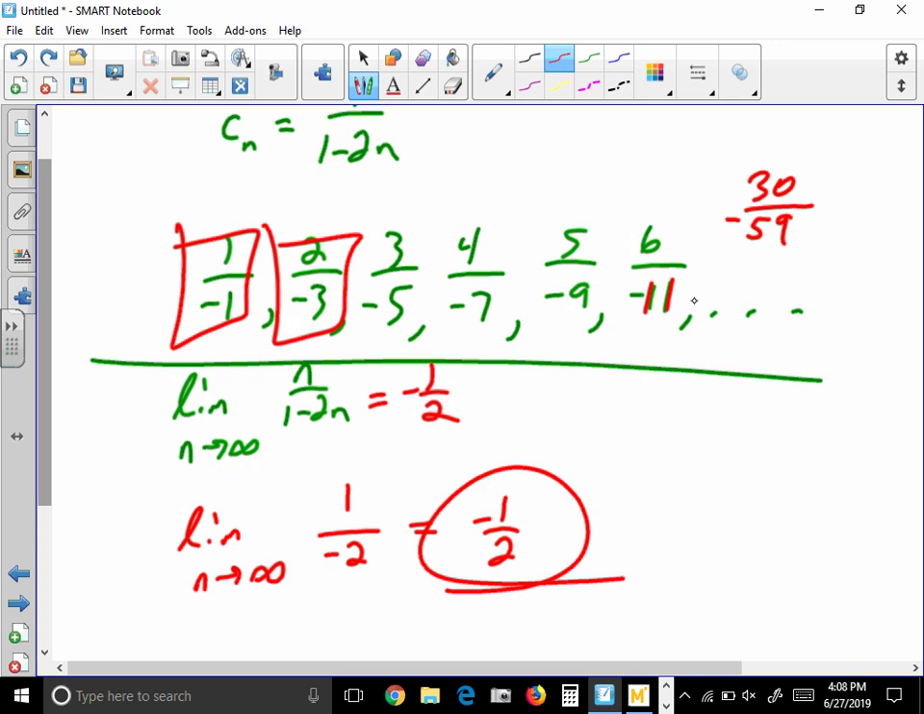That's what's going to happen. The farther our sequence goes, the closer and closer our fractions are to being negative 1/2. So we say that for this sequence, it converges, and that's what it converges to, negative 1/2. Let's look at another one.